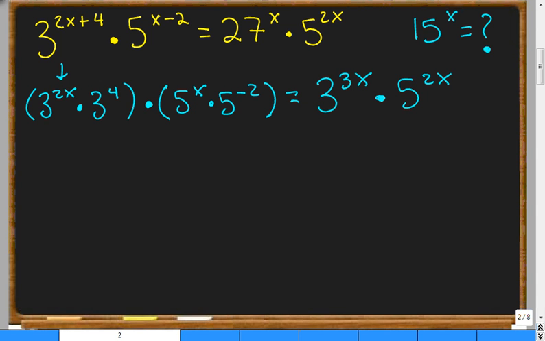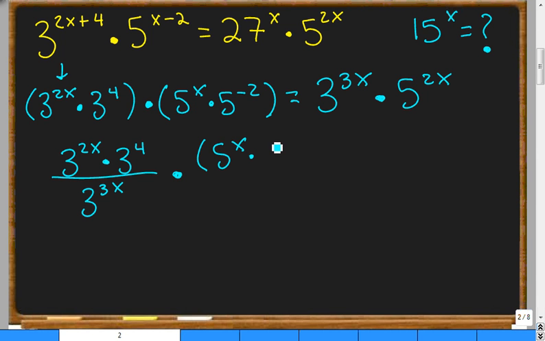So we are going to try and put things together as best we can. I'm going to get my 3's and 5's all on one side. So over here, I'm going to move the 3 and divide the 3 over. So I've got 3^(2x) times 3^4 over 3^(3x). That's being multiplied by 5^x times 5^(-2) over 5^(2x). That all equals 1, so we have that divided over there.